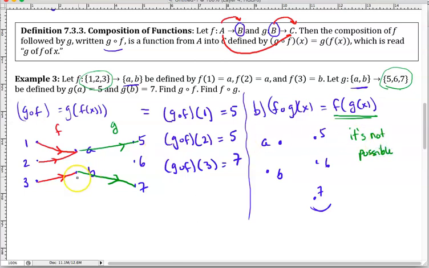Okay, so I can find it one way. I can find the g of f of x, but I can't find the f of g of x.